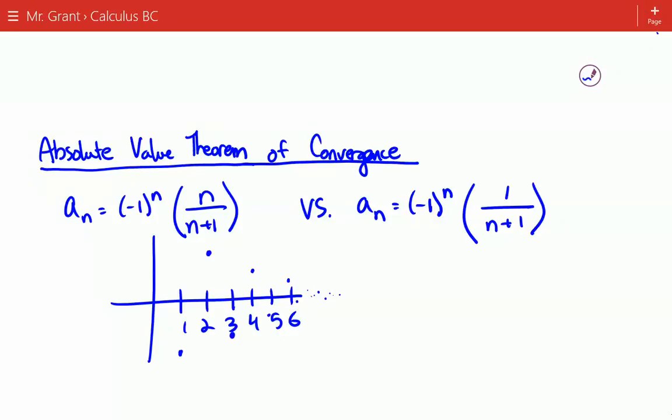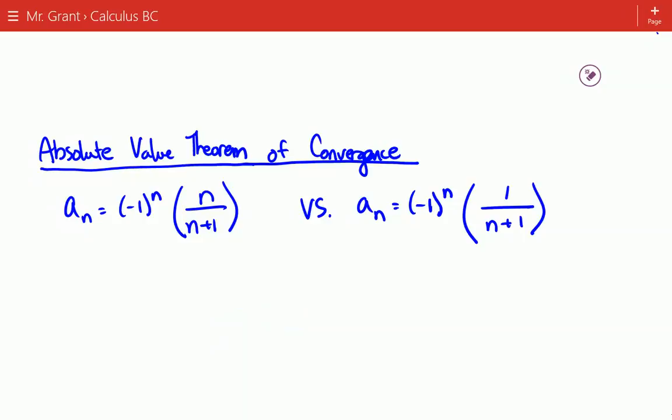Well, what we can actually do in this case is we can use what's called the absolute value theorem of convergence, which means if we look at the absolute value of this sequence formula and it converges to something, then the sequence converges to that same thing. But it's very, very specific. If we take the absolute value of a sub n and we look at the limit as n gets infinitely large, if that converges to 0, then we can say that a sub n also converges to 0.